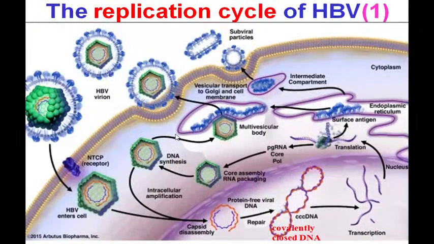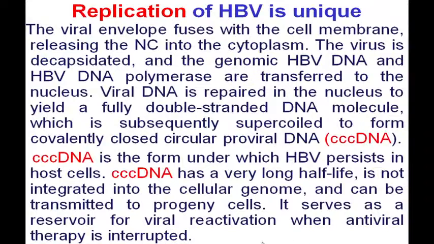So then, due to the entry, you can see here, the virus fuses its envelope with the surface of the infected cell, and the icosahedral core will enter the cell, as you see here. Then the virus is decapsidated, and the genomic DNA should be transferred into the nucleus. But then, okay, it doesn't work. Why?